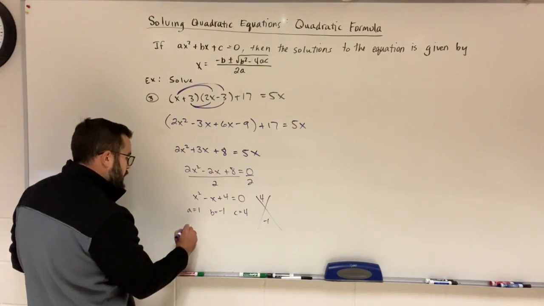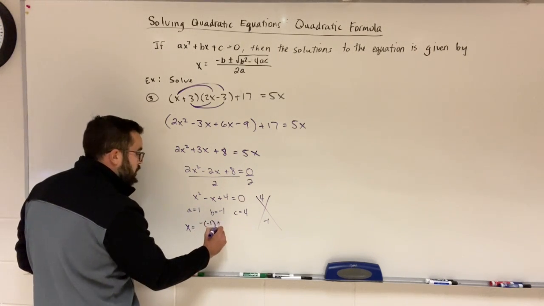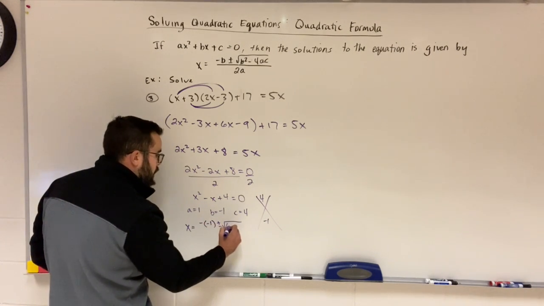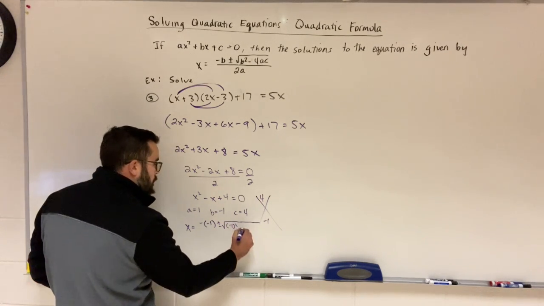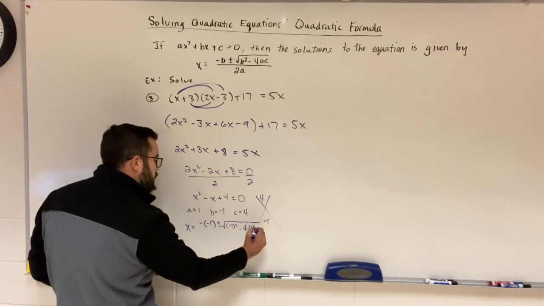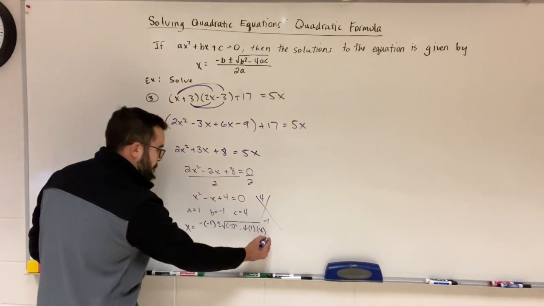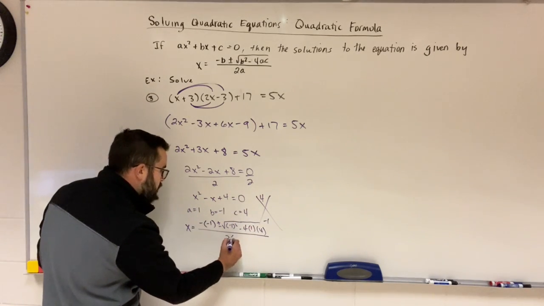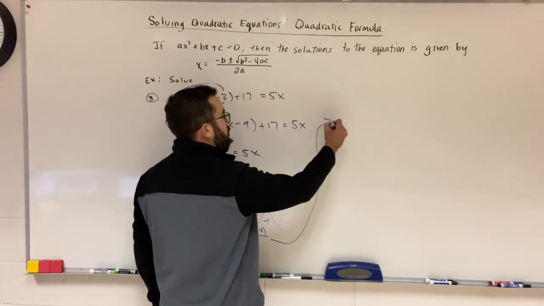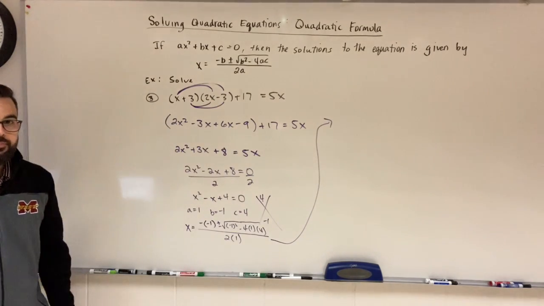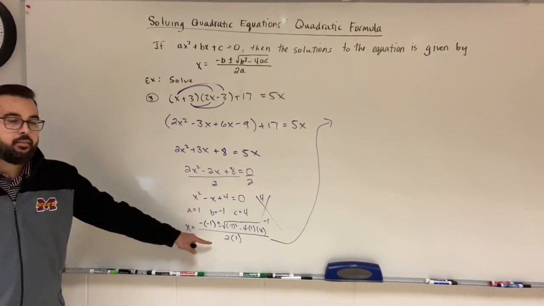All right, so I'm going to have x is equal to minus b, so minus -1, plus or minus the square root of -1 squared, minus 4 times 1 times c, which is 4, all over 2 times a. Again, I'm out of space, so I'm going to come up here.